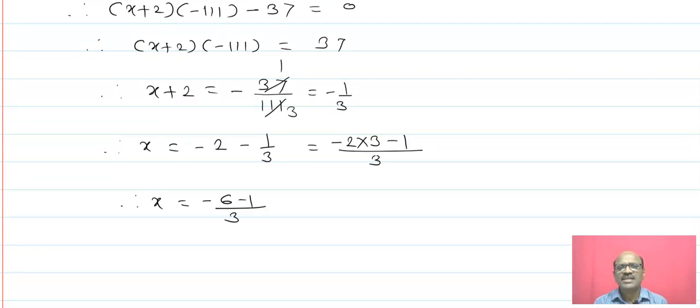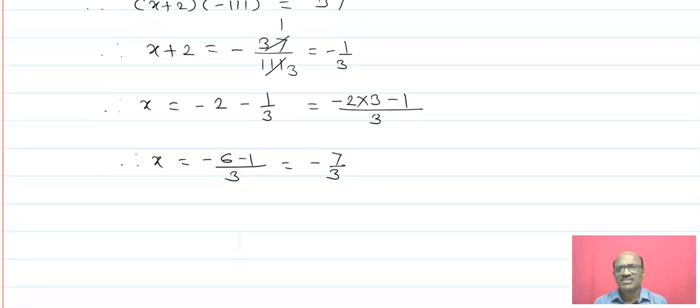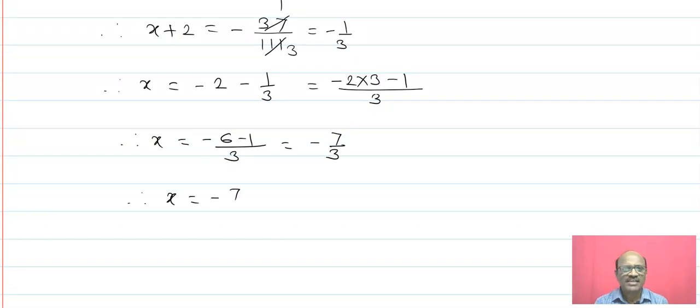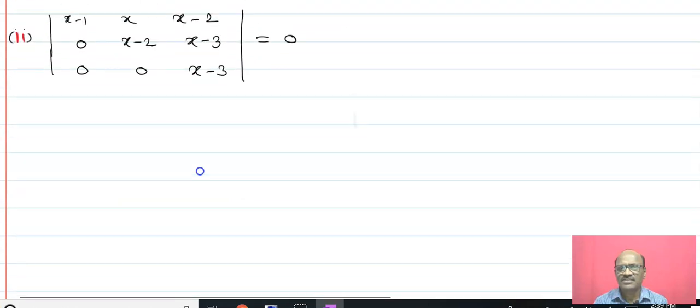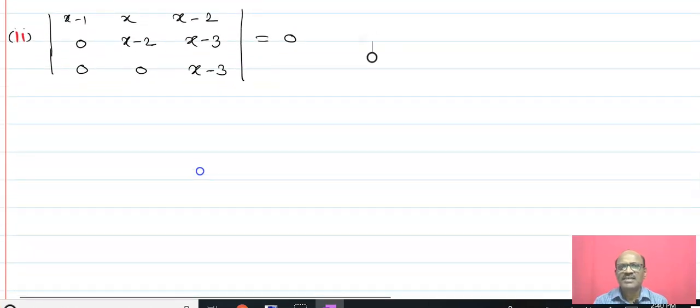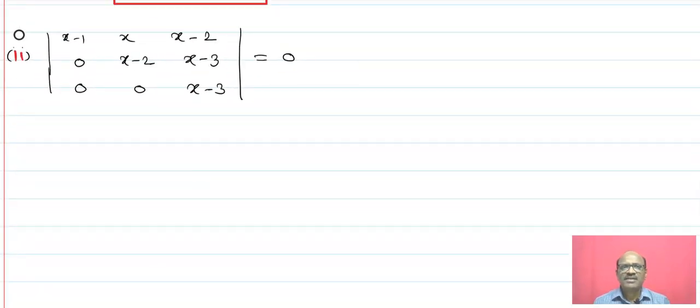Now we'll see that, therefore x is equal to minus 6 minus 1 upon 3, and that's why x is equal to minus 7 by 3. These examples, when you solve, high concentration is necessary for this. Now the next is the second example.